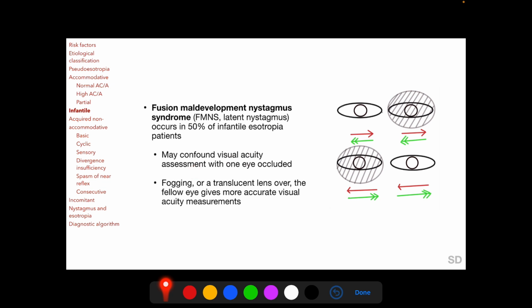acuity recording, and it has been found that in patients with latent nystagmus, fogging the fellow eye with a plus powered lens or a translucent lens over the fellow eye induces less nystagmus in the unoccluded eye as compared to occlusion of the fellow eye, and allows a better visual acuity measurement of the unoccluded eye.